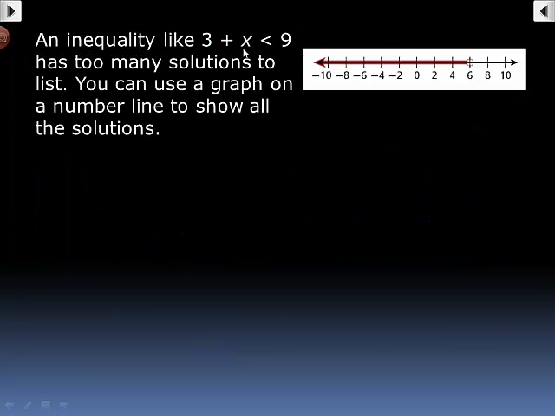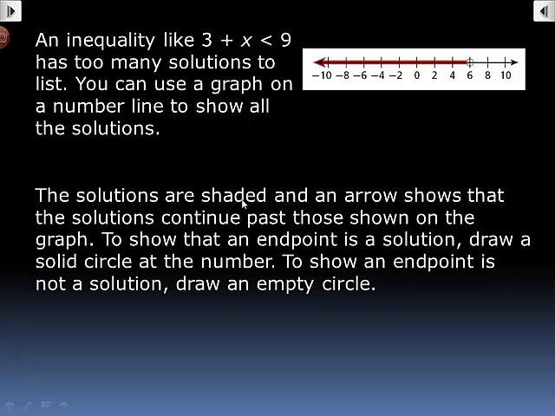So an inequality like 3 plus x is less than 6 has too many solutions to list. You can use a graph on the number line to show all these solutions. The solutions are shaded, and the arrow shows that the solution continues past those shown on the graph, because the solutions are actually infinite. And since there's no way to write them all down, we need to graph it to show the possibilities. To show that the endpoint is a solution, this right here is the endpoint, draw a solid circle at the number. To show the endpoint is not a solution, draw an empty circle.